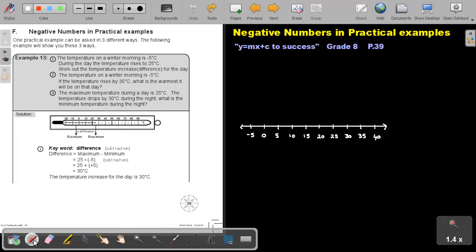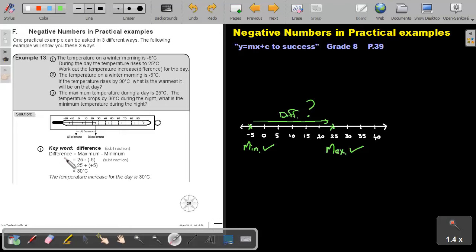We can even do it on a number line. So there's the -5, that's the minimum. There is the 25, that is the maximum. And I'm asking you that difference. So let's just check. I give you the minimum, I give you the maximum, and I'm asking you to find the difference. Now, how do I do that?